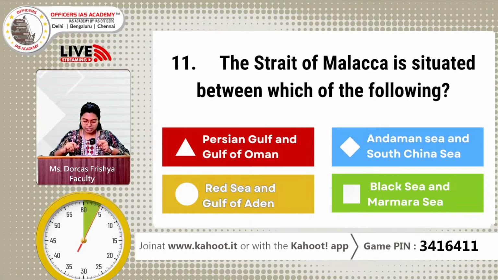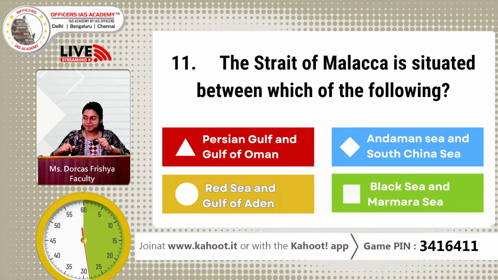Question 11 on your screen. The Strait of Malacca is situated between which of the following? Option A, Persian Gulf and Gulf of Oman. Option B, Andaman Sea and South China Sea. Option C, Red Sea and Gulf of Aden. Option D, Black Sea and Marmara Sea. Looks like a tongue twister, the options.